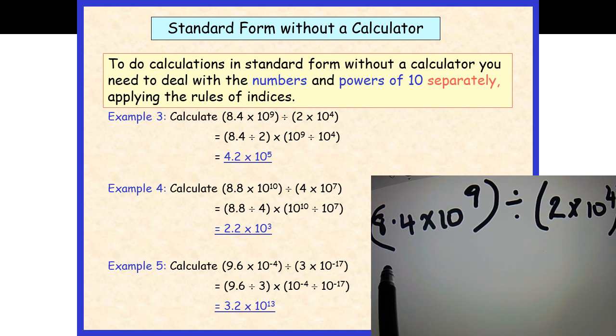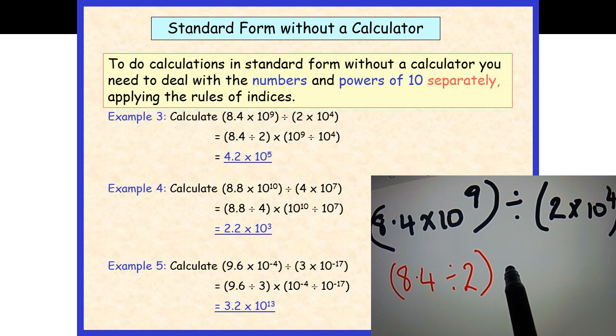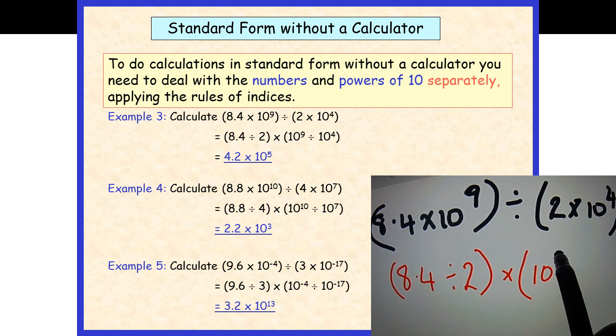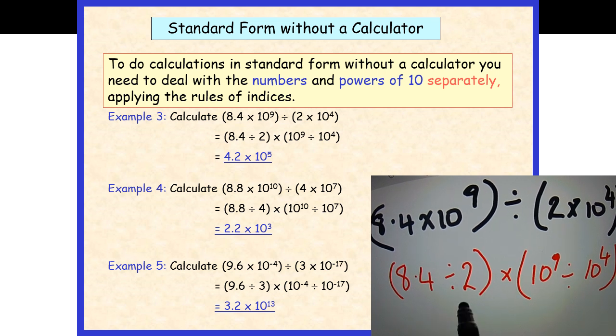Okay, so treat the numbers. So you got 8.4 divided by 2, and then times by 10 to the power 9 divided by 10 to the power of 4. So you deal with the numbers first. So you say 2 into 8.4 goes 4.2. That still satisfies standard form.